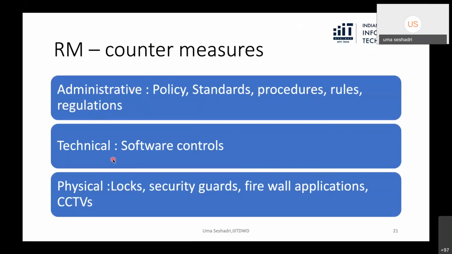And when it comes to technical, most of us use software-based controls. You can always implement these tools, techniques, software, platforms, or different types of OS which provide a lot of built-in security features. From the physical side, we know we use locks, security guards, firewalls, CCTVs. So you can have a combination of all these measures, administrative, technical, or physical, to manage the risk coming from the threats.